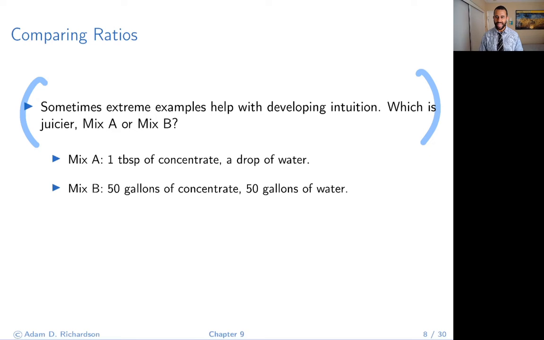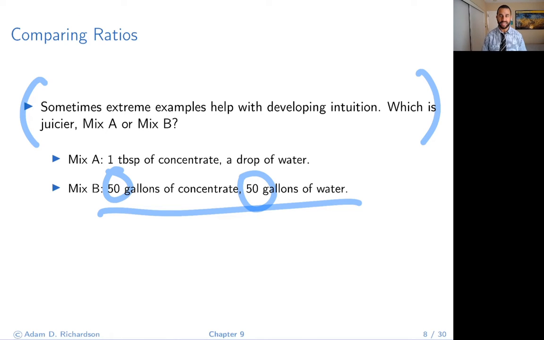I think that's going to taste pretty strong. It's basically all concentrate and a tiny bit of water, and the concentrate, there's just so much more of it, it's going to overwhelm the water. Or this, 50 gallons of concentrate, 50 gallons of water. Again, that's a ton of juice, right? That's 100 gallons of juice, but it's about the ratio. It's all about the ratio, not the exact amount individually, right?